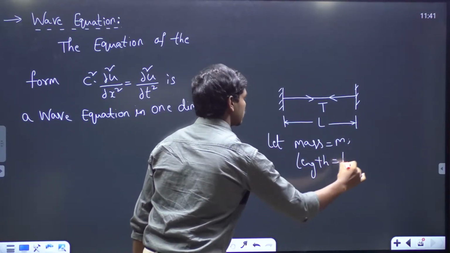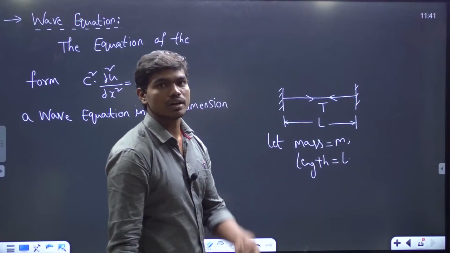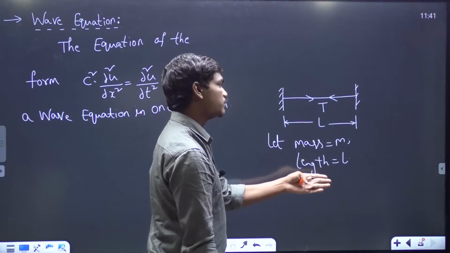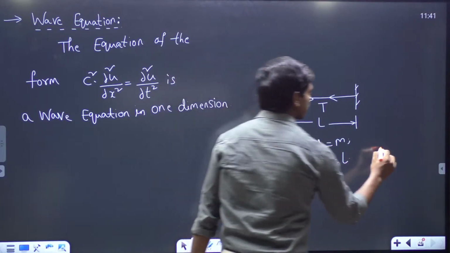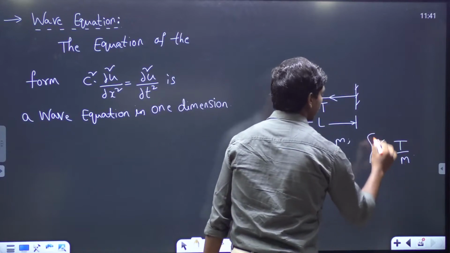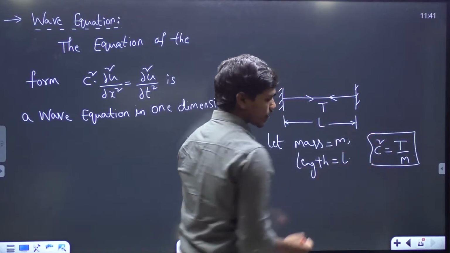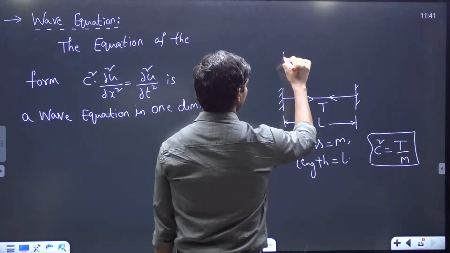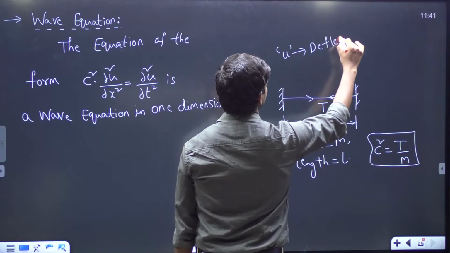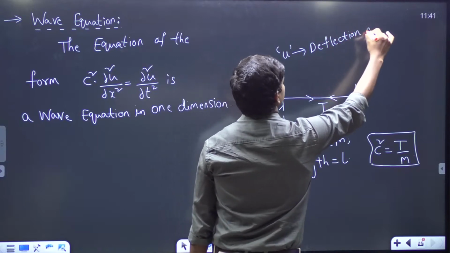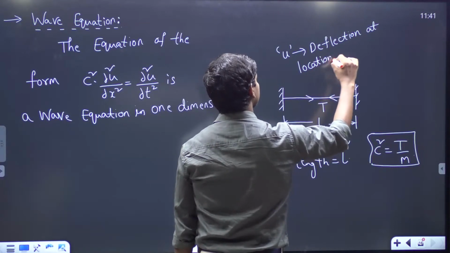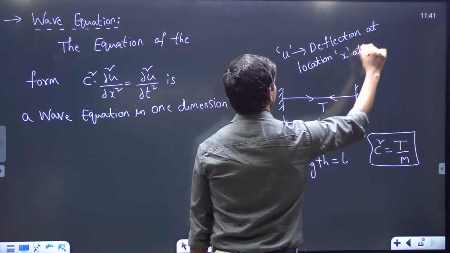Of course, when it is stretched, there is something called a linear density, which is mass per unit length. Okay, so when there is mass per unit length, we define something called c square, which is T by M. Okay, now let us suppose U is the deflection at location X at time T.